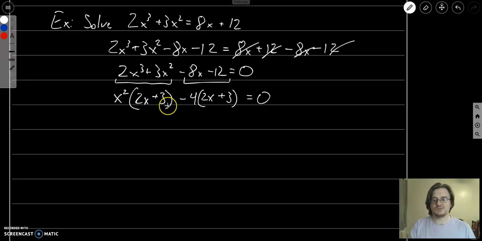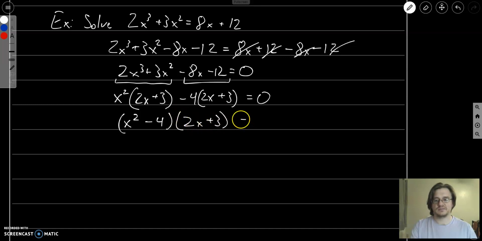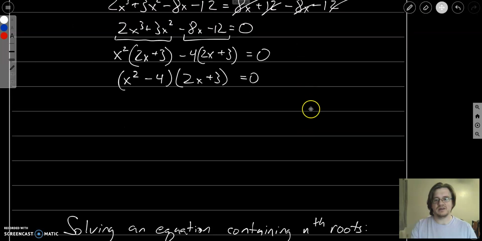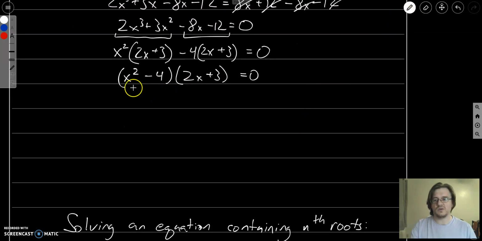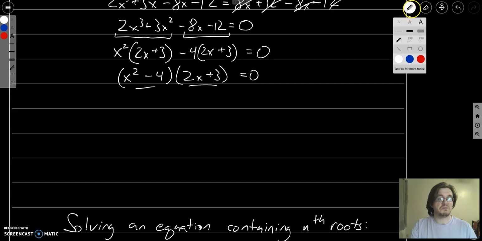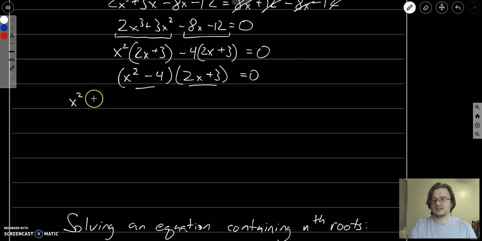And now we can factor some more. 2x plus 3, I've got that as a factor in both of these. So I have x squared minus 4, and on that right-hand side I have 2x plus 3. And now it's the same as the previous question, where I have 2 numbers that I'm multiplying together to get 0. So one of them is going to have to be 0. So x squared minus 4 is equal to 0, or 2x plus 3 is equal to 0.